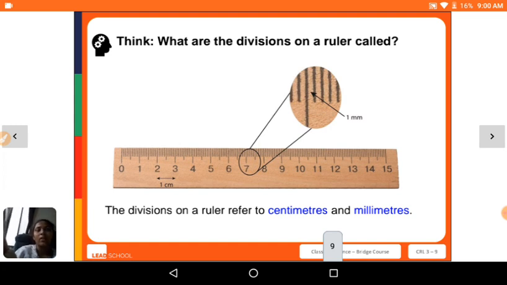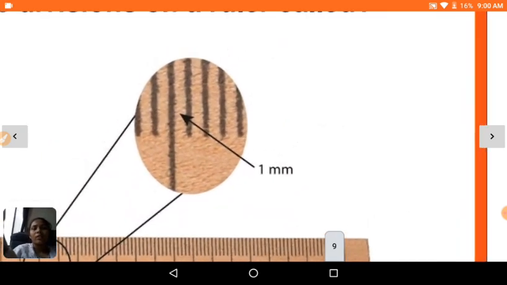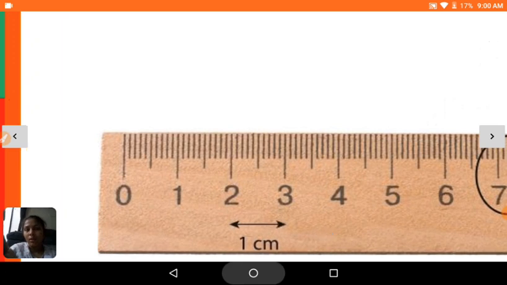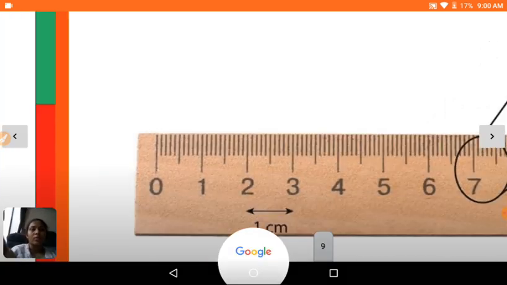You can see here in the zoom figure. This is 1 millimeter. That is the distance between this 0 and 1. You can see.